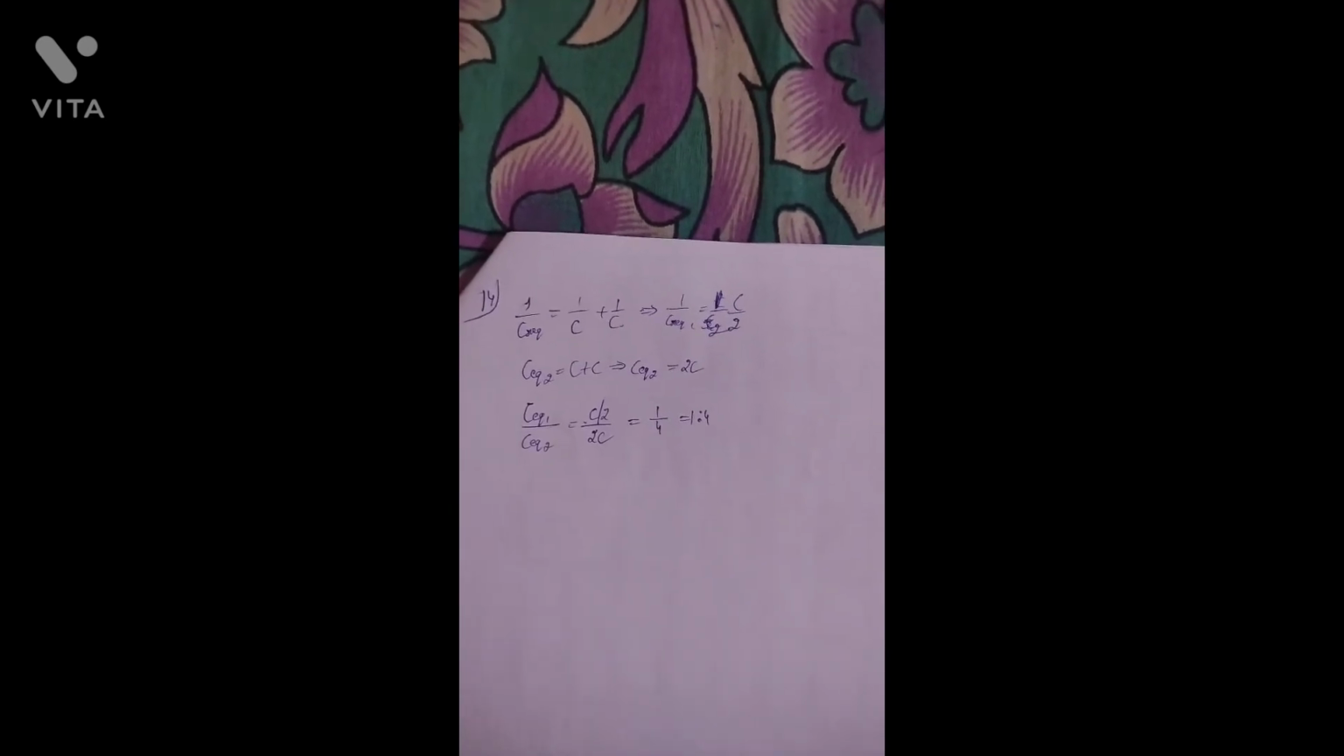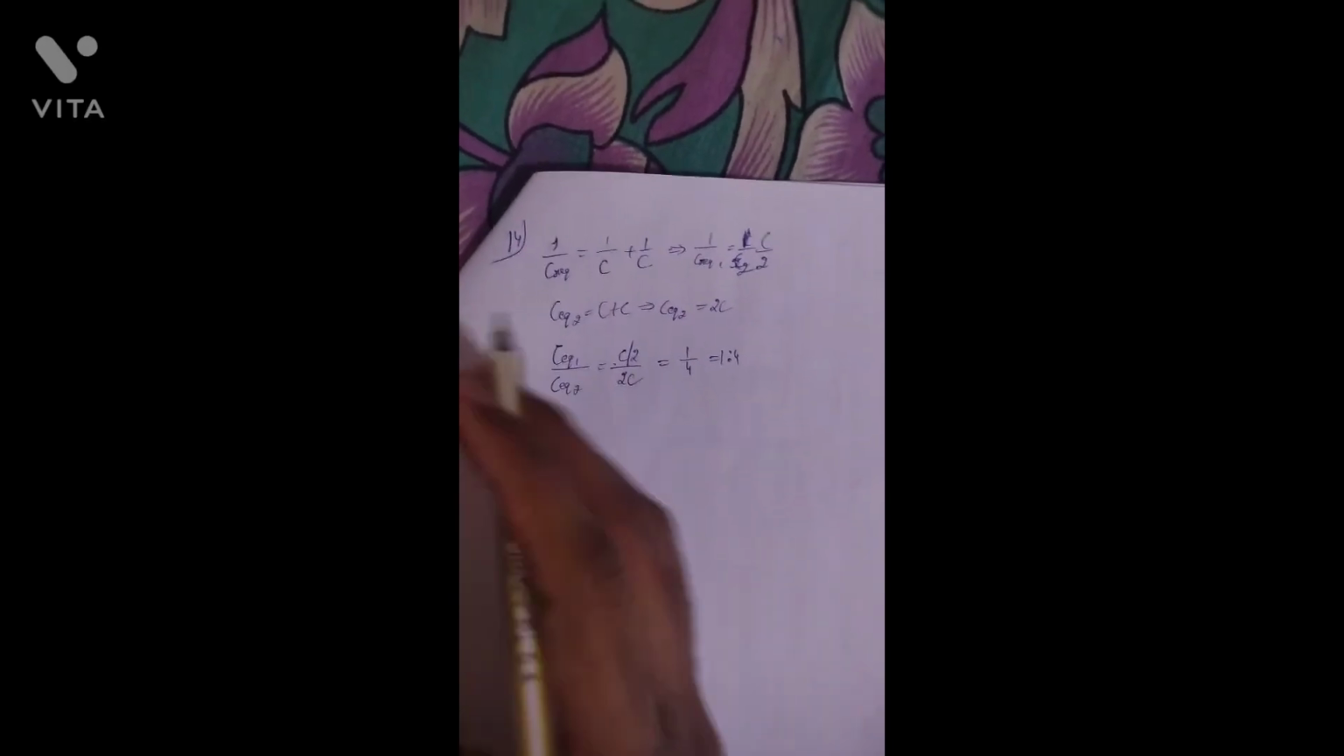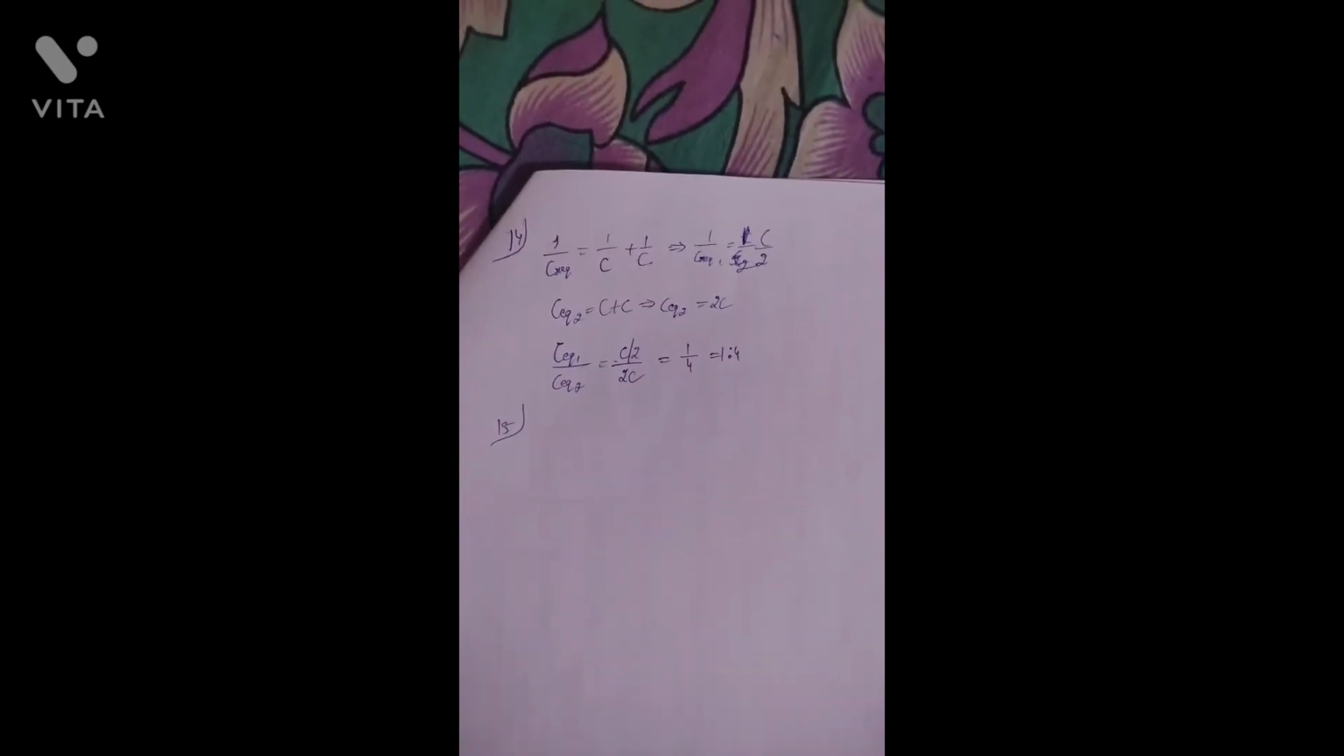So here is the solution. I believe you have read question number 15. In question number 15, they have given a cube with sides A having a point charge. The point charge is plus Q. They did not mention any other charge, plus Q.